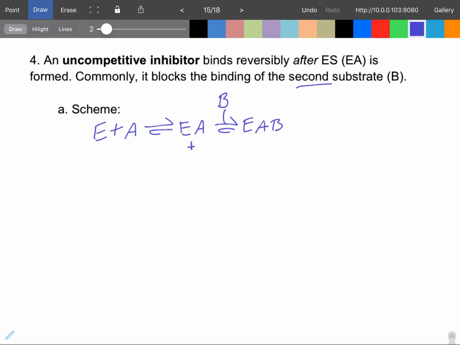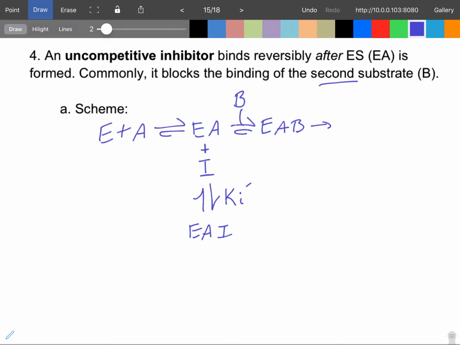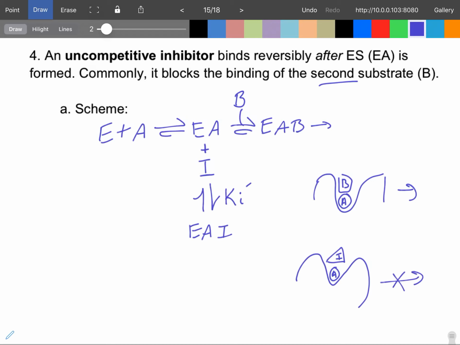But what can happen here is this EA complex can combine with that inhibitor to form the EAI complex. And so what that might look like is in a normal reaction, maybe like before, we have a deeper active site where, say, A binds within here and maybe B binds on top, and then there's a reaction that occurs. In uncompetitive inhibition, we would see that, just like normal, A would bind here, but then the inhibitor would bind in the place where B would bind, and of course we're not going to get a reaction as a result of that.